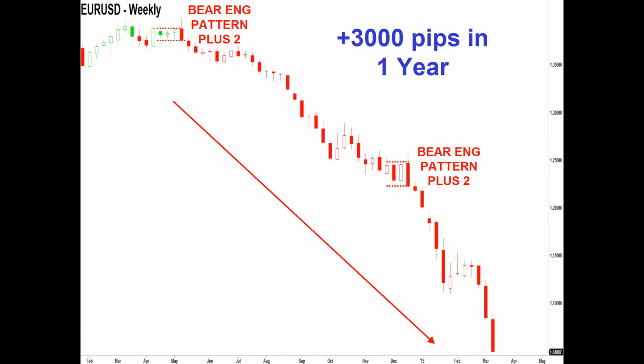And if you missed that, guess what? At the beginning of 2015, you had a second chance to get in with a bearish engulfing pattern plus 2.